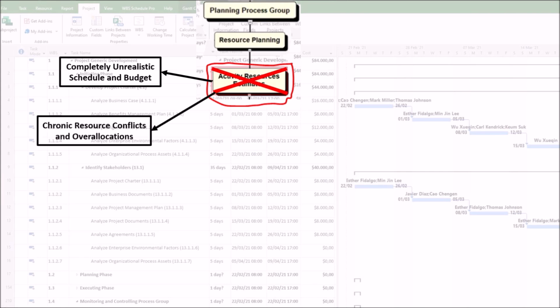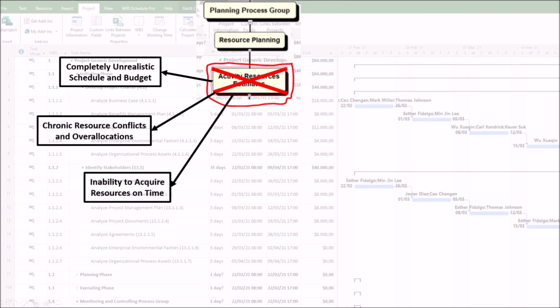2. Chronic resource conflicts and overallocations. If you don't know who or what is needed, and when, the consequence is that the same critical resource, such as a person or piece of equipment, will be inadvertently assigned to multiple tasks running simultaneously. This creates immediate bottlenecks, forces project managers to constantly fight fires, and leads to task switching, which drastically reduces efficiency and quality.